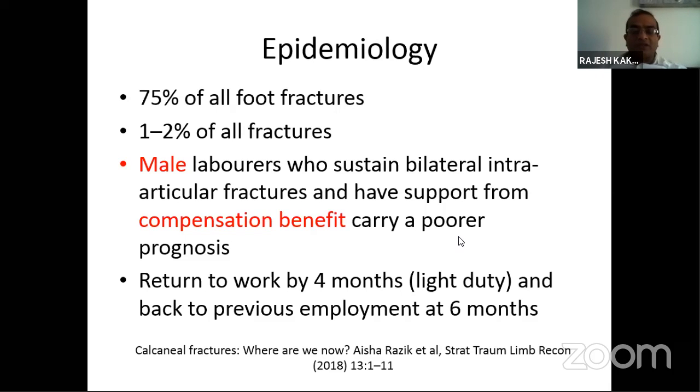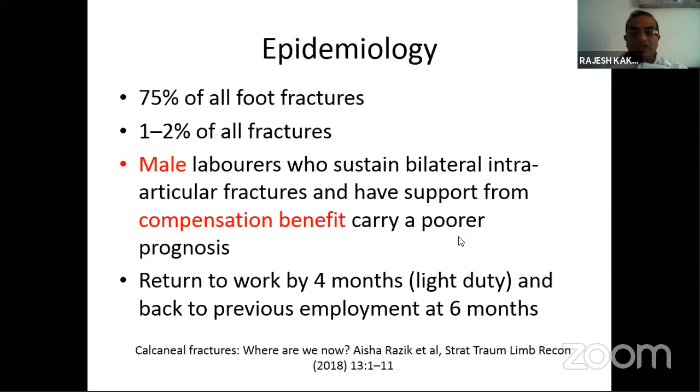Epidemiology-wise, calcaneal fractures comprise 75% of all foot fractures, and 1 to 2% of overall fractures. They commonly affect males, laborers, or people who have a chance of falling from height. You can sustain bilateral calcaneal fractures, and there is significant evidence to support that patients who have workers' compensation benefit underlying do have a much poorer prognosis.